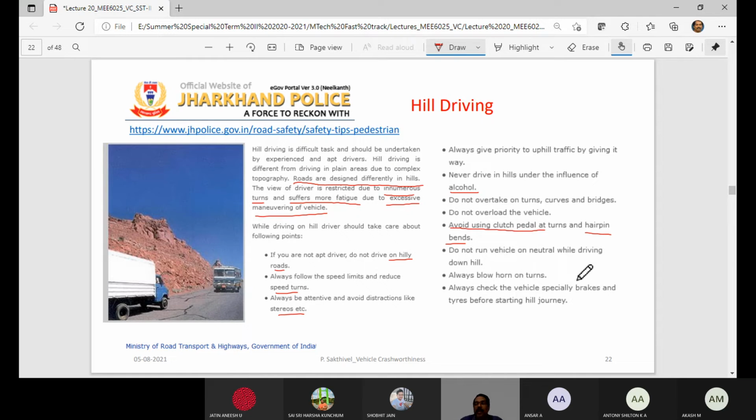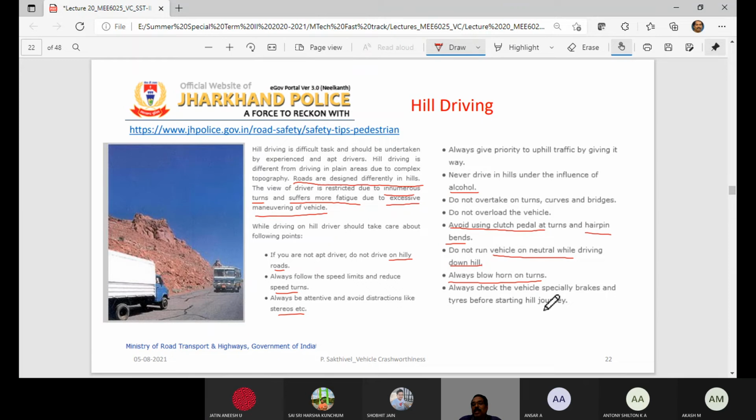Do not run the vehicle in neutral while driving downhill. So people put it in neutral and drive. That also should not be done. Always blow the horn in turns. So that's very important, because there can be an upcoming vehicle.